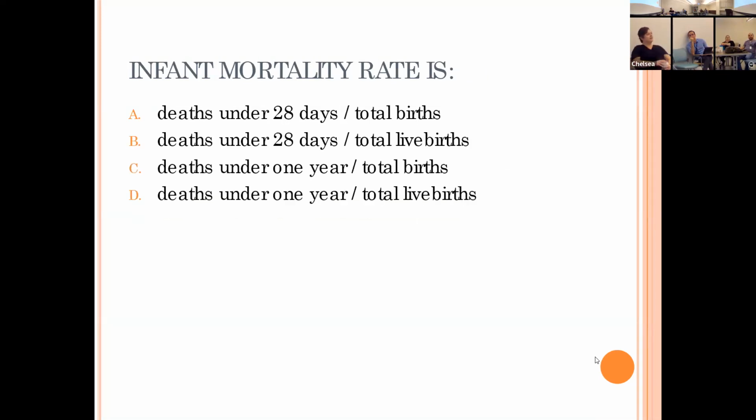What's your infant mortality rate? This one's an easy one. How do we define infant mortality? It's death under 1 year old, over total live births. Because you have to be at risk of dying, you have to be born alive.